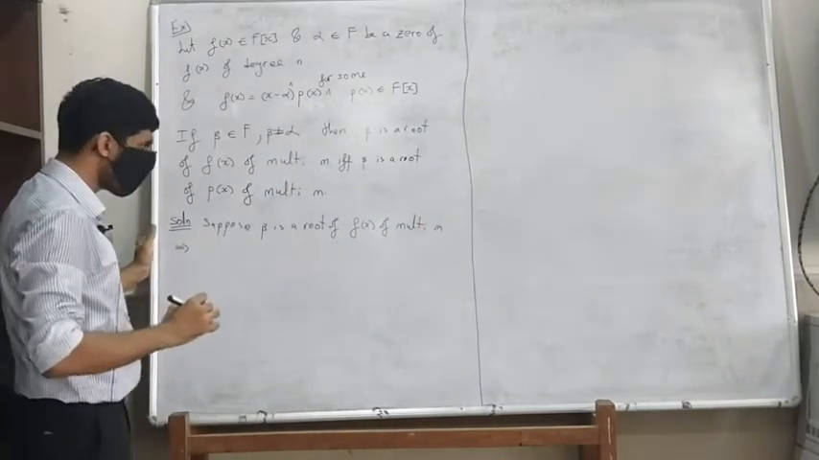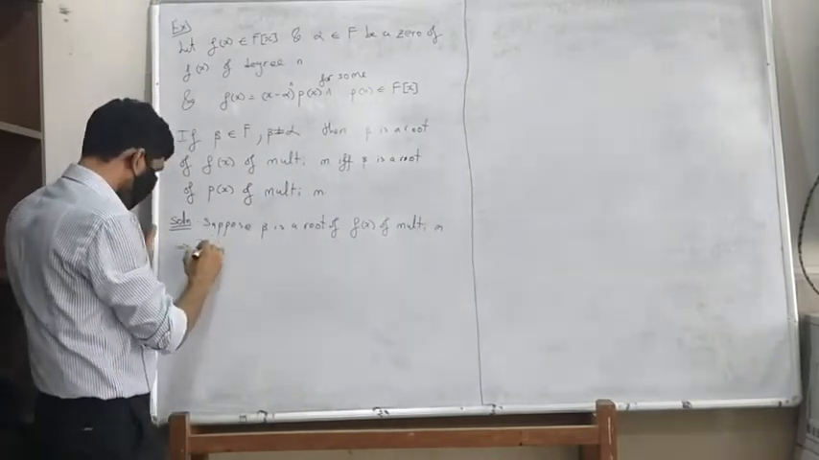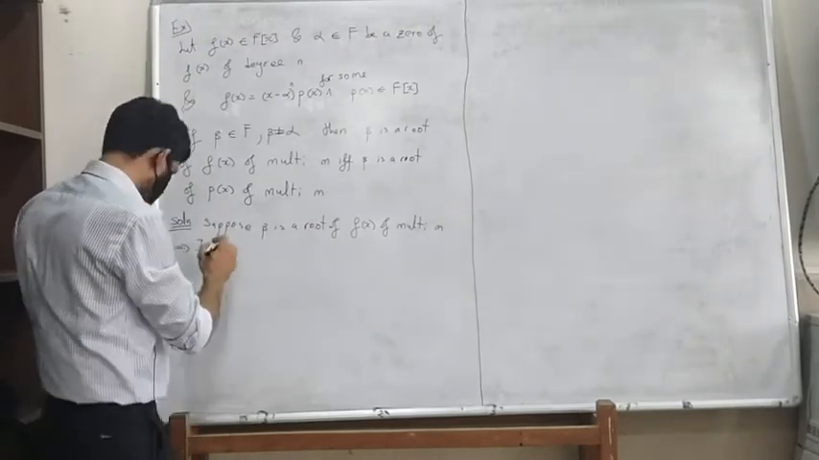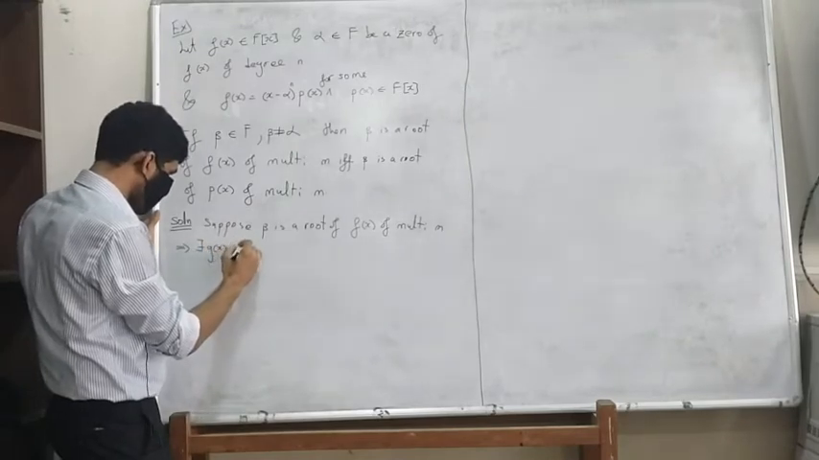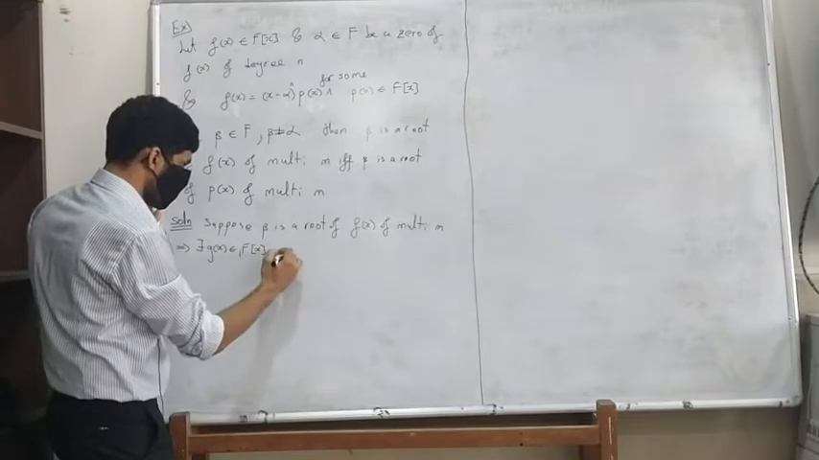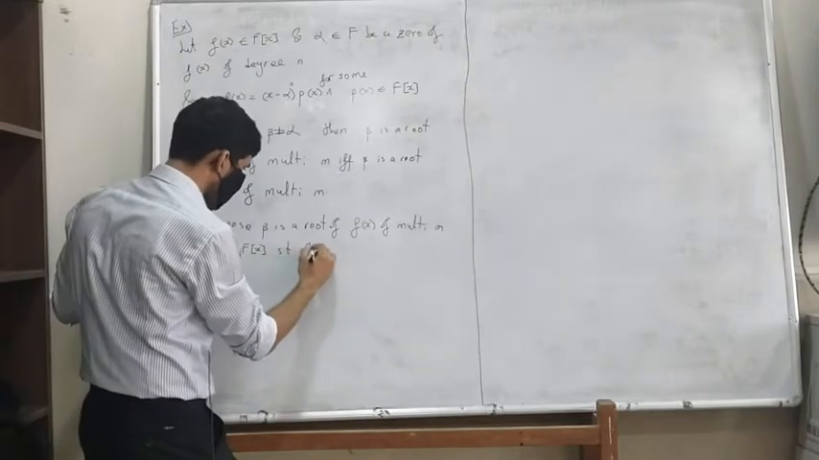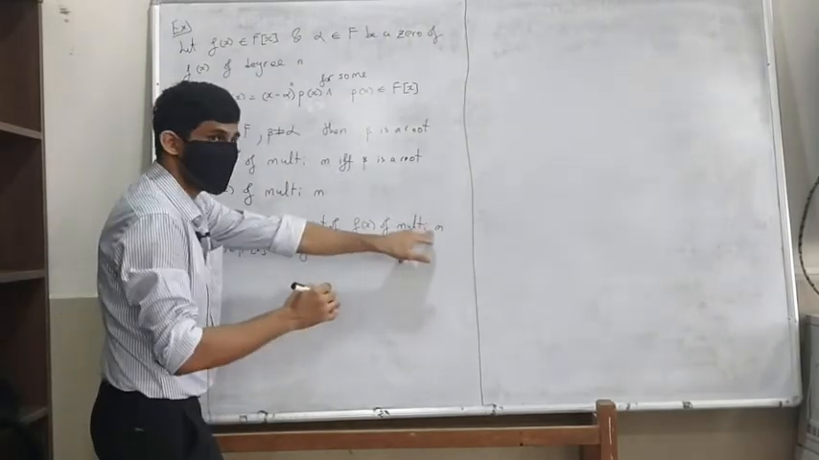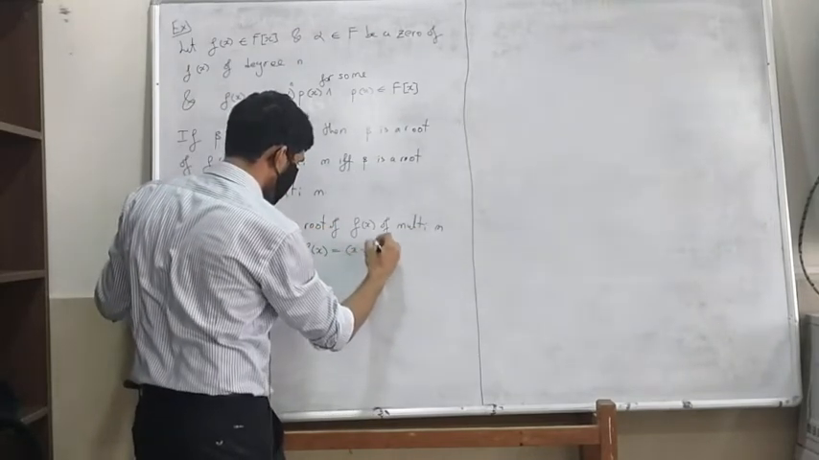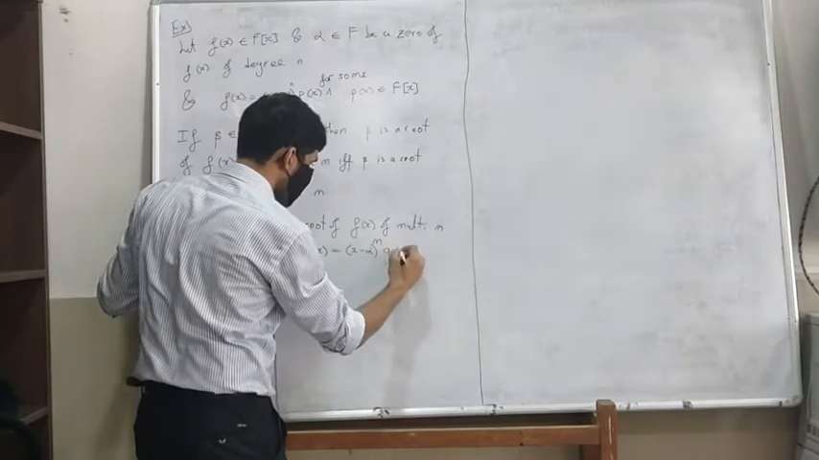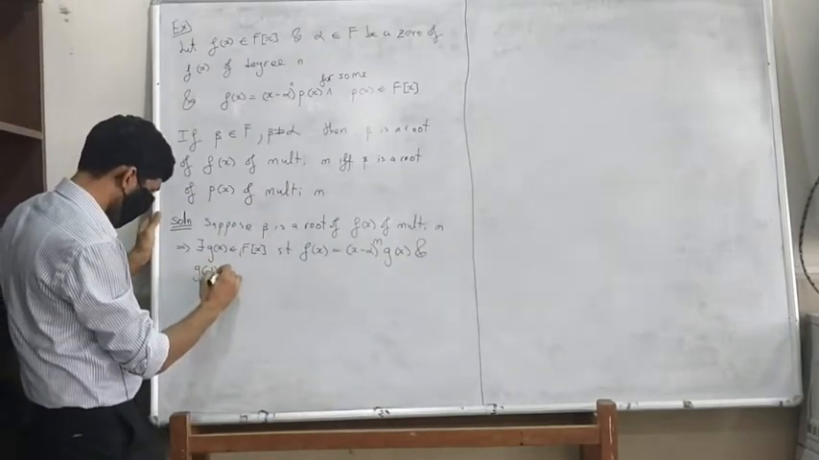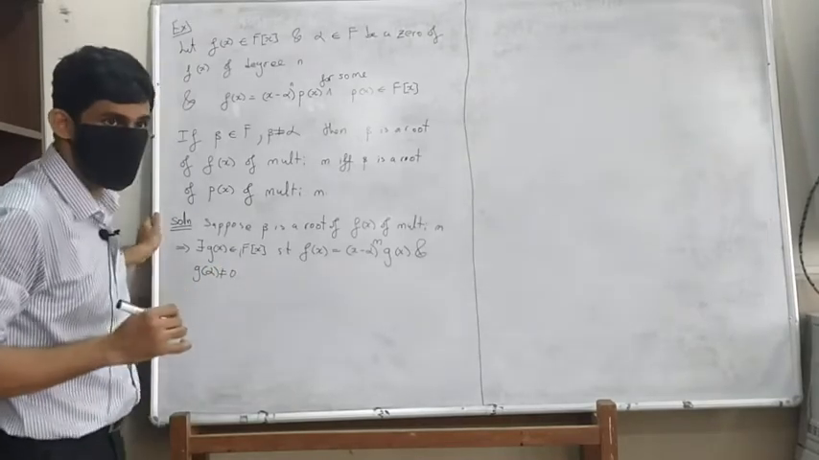It means that there exists some g of x in F[x] such that I can write f of x, because this is a root of multiplicity m, right? So I can write this as x minus alpha raised to m times g of x, and g of alpha is non-zero. That's what we have discussed.